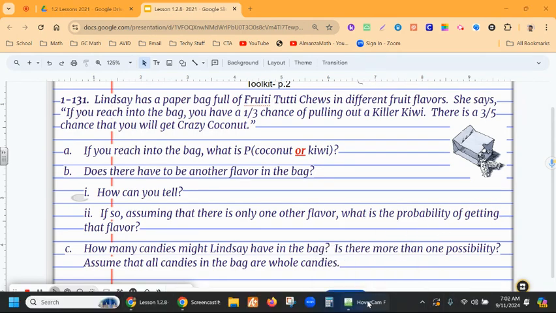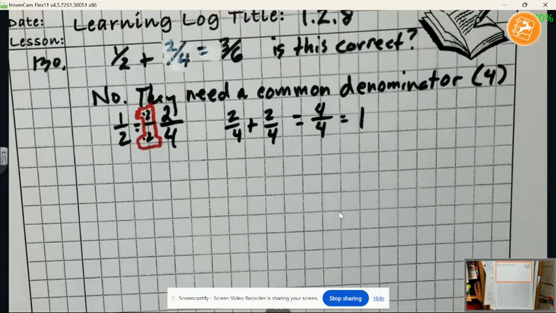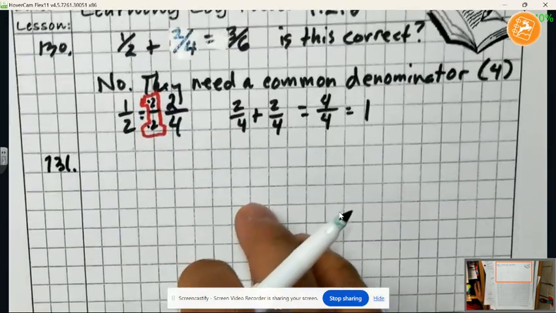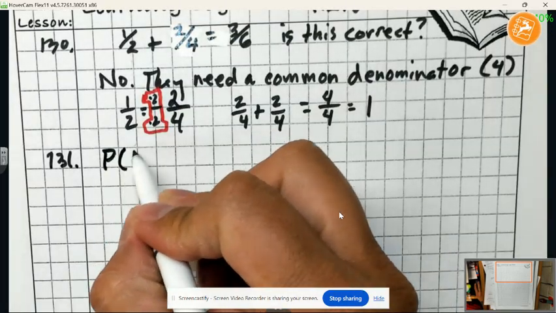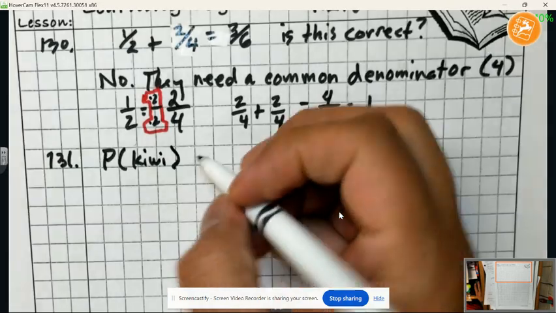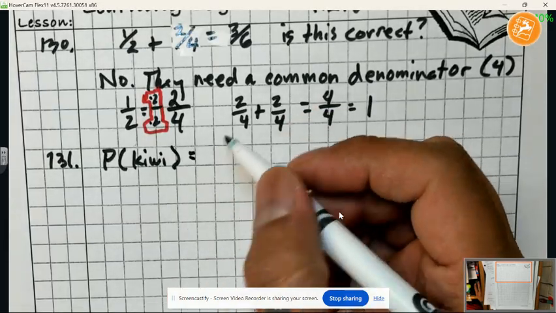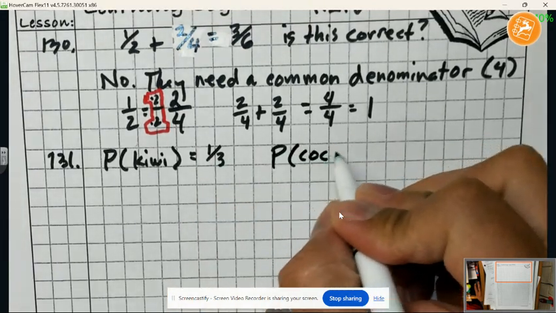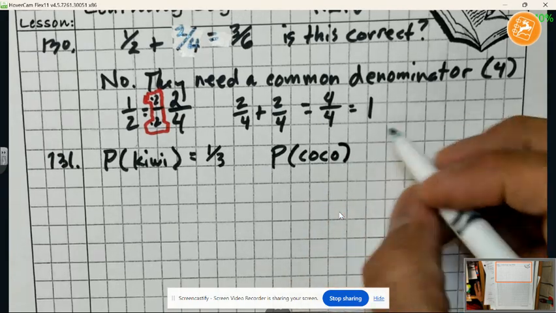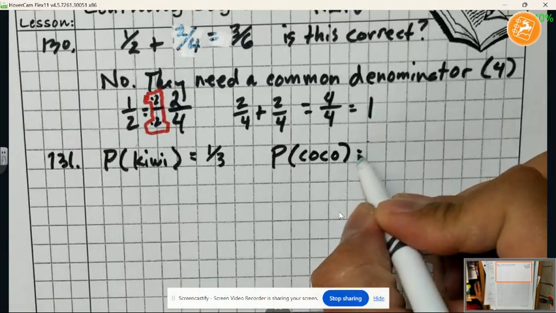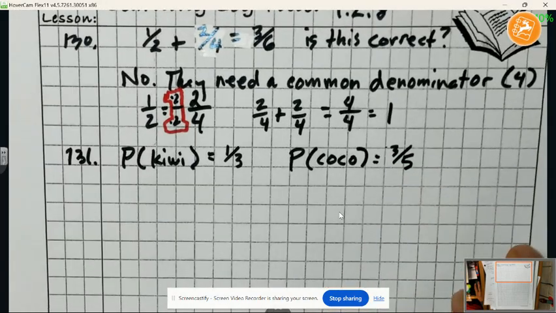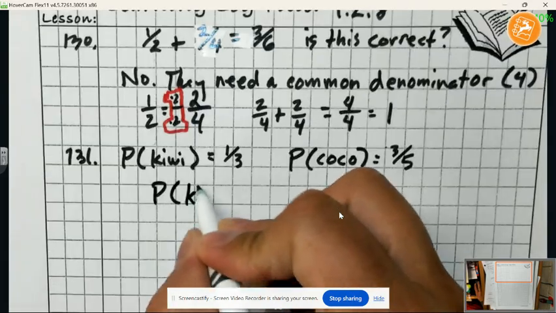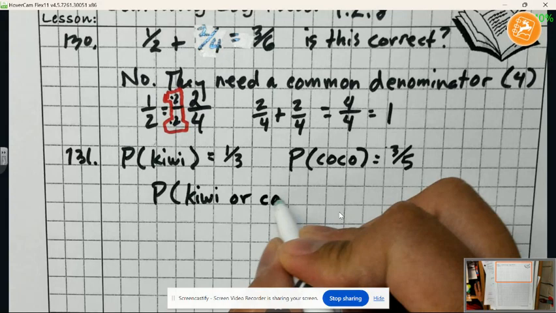All right, so let's look at these and work them out. So this is number 131 in the book. We have the probability of pulling out a kiwi is 1/3, and the probability of getting coconut, we'll just put cocoa, is 3/5. And we need to know what is the probability of kiwi or coconut.